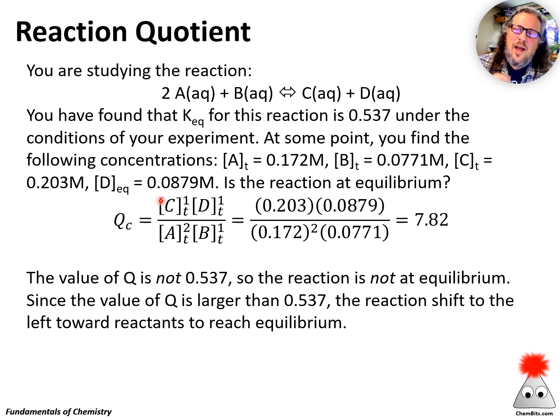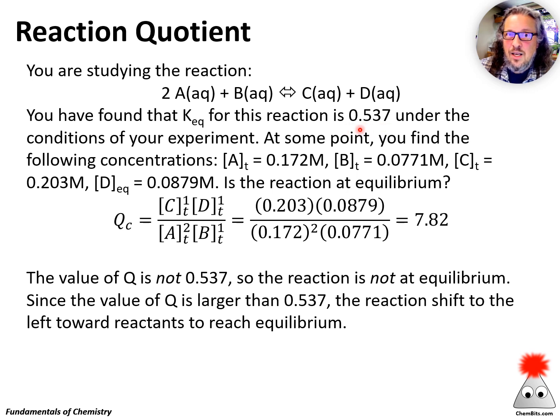So we're studying the same reaction. 2A plus B gives us C plus D, and we found that under some set of conditions that we're working with now, the value of K is 0.537. So we mix things together and we let the reaction start to occur, and at some point we find these concentrations of everything. Is the reaction at equilibrium? So we can plug these concentrations into that form of the equilibrium constant that we call the reaction quotient, calculate it out, and we find that the value of Q here is 7.82.